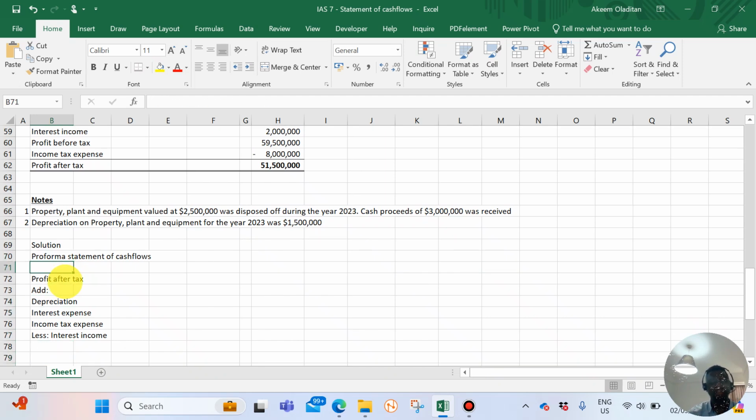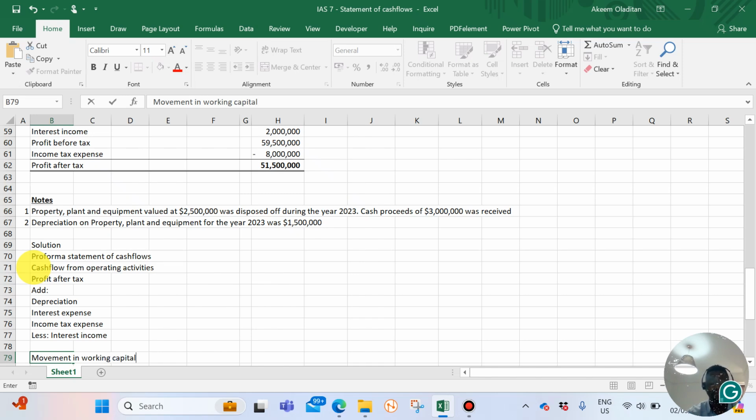So I would say these activities are operating activities. That is, let me say, cash flow from operating activities. So the next thing is to look at the movements in working capital.